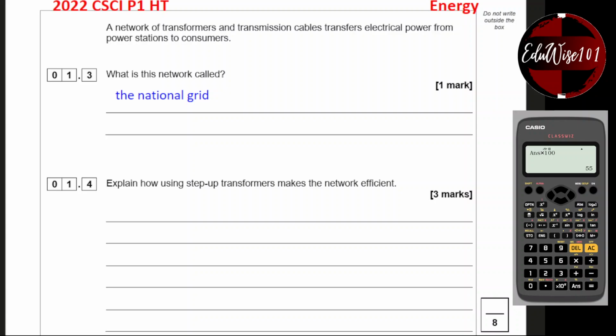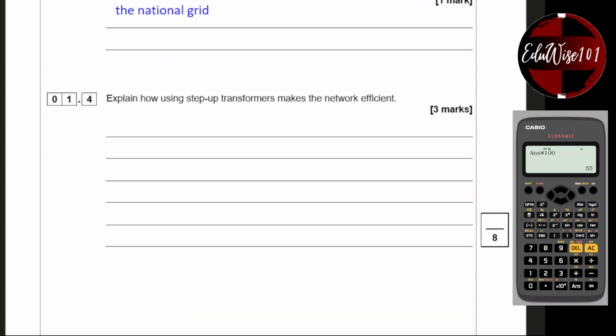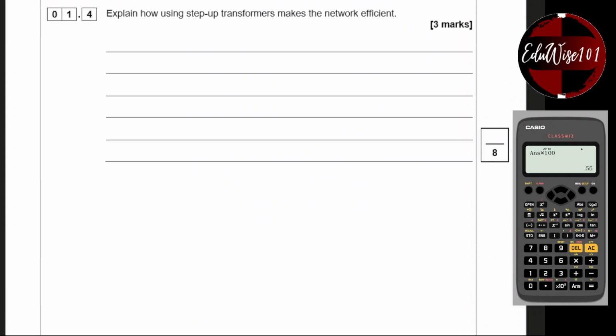1.4 Explain how using step-up transformers makes the network efficient. Now remember, there are 2 types of transformers. I'll add a little bit of note at the bottom over here once I go through this. But there are 2 types of transformers: step-up transformers and step-down transformers. You need to know how they actually work, what the purpose is. So in this question, the reason we use step-up transformers is to increase the voltage. Step down reduces the voltage.